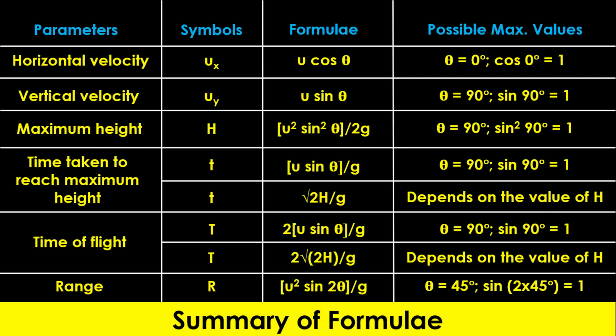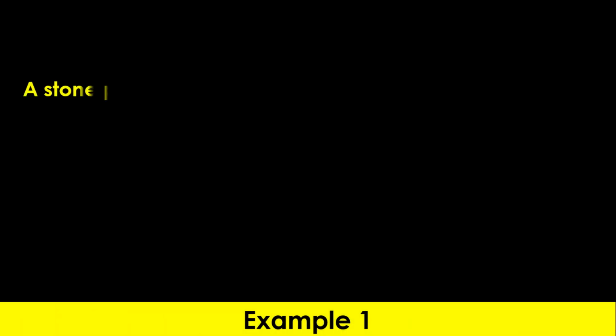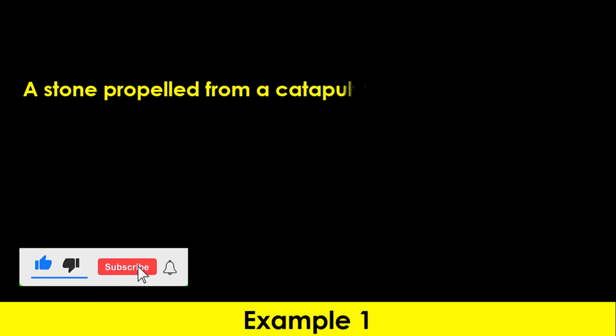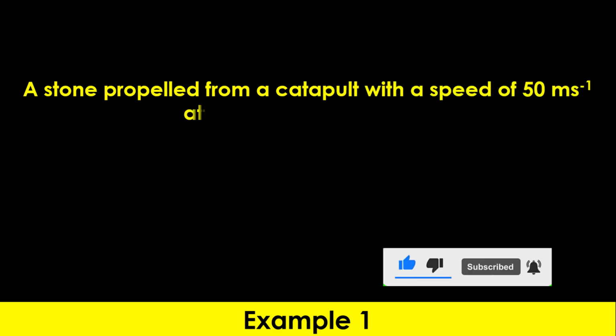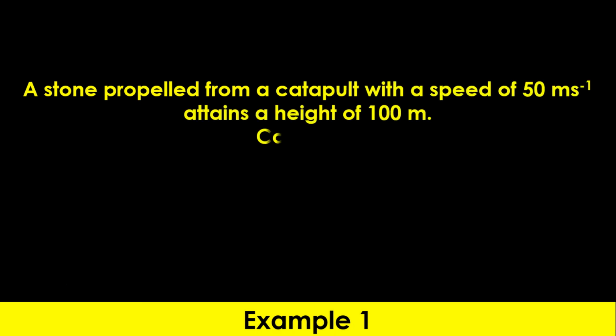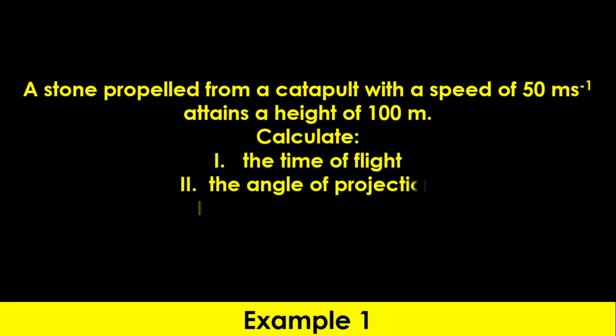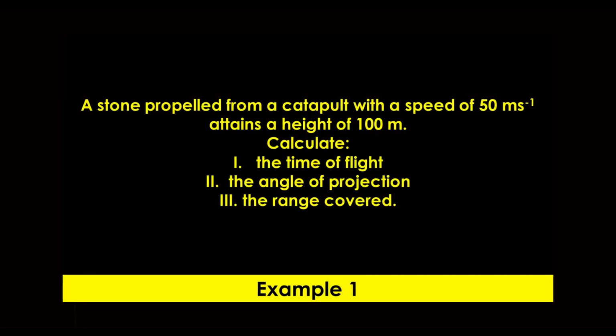Let's now see how to apply these formulae by solving some examples. Example 1. A stone propelled from a catapult with a speed of 50 meters per second attains a height of 100 meters. Calculate 1. The time of flight, 2. The angle of projection, 3. The range covered. From the information provided in example 1, we are given the initial velocity.